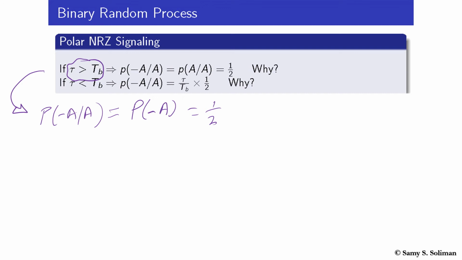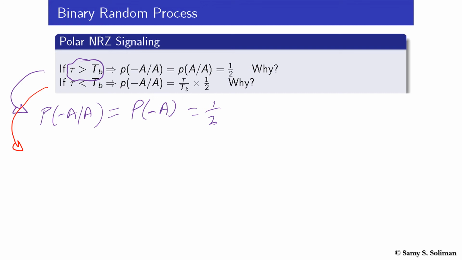On the other hand, if tau is less than TB, then we have two possibilities here. If tau is less than TB, that means the two samples, x1 and x2, are separated by less than the bit duration. So we might have both samples falling within the same bit if there is no transition within the tau. However, it might happen that the two samples are separated by less than TB, yet there is a transition in between.